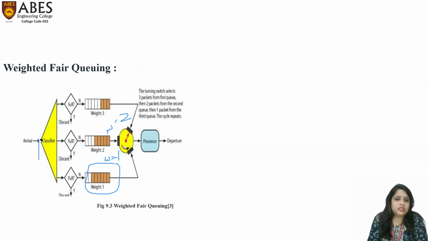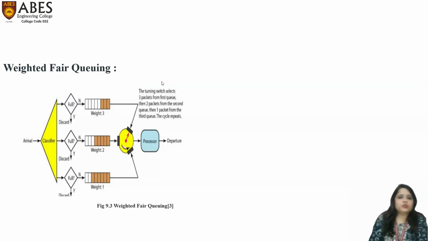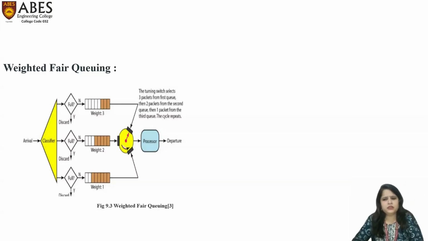Here you can see the processor processes each queue, whether higher priority or lower priority. In that case, there is no issue like the starvation problem or any other problem. So these are some scheduling techniques which are used to improve the quality of service in a network.